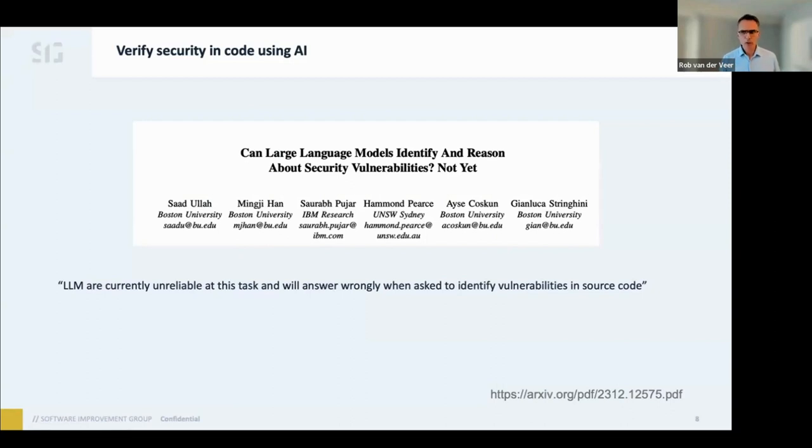But when you want to do this fully automated, that's what they've done in this study. And until today, this is the most detailed investigation on whether these large language models can reliably identify security-related bugs. The conclusion is that the technology is not there yet. And this is also the experience within the Software Improvement Group. We're doing research ourselves into this area. And the conclusion is that they can be helpful to code reviewers in the process, but they can't do the code review themselves.